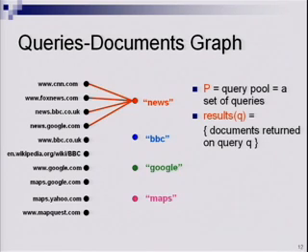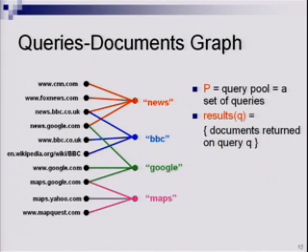For example, when we submit the query news to this search engine, it returns the first 4 documents, and therefore we connect the node corresponding to news with the 4 nodes corresponding to these news sites. Okay? Similarly, when you submit the query BBC to that search engine, you return these 3 documents, and therefore we connect them by an edge, and so forth. So we call this the queries documents graph.